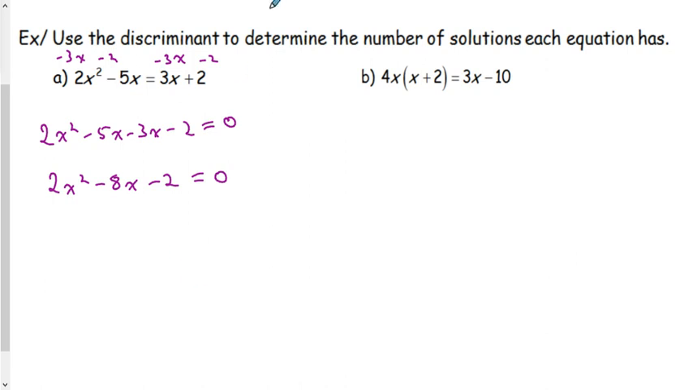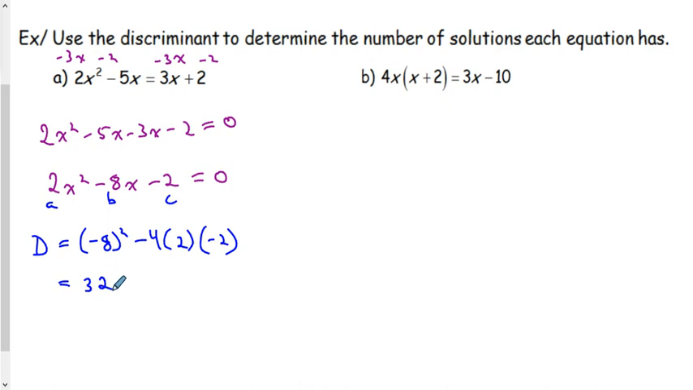Okay, we're ready to do our discriminant. How do we do our discriminant? We say the discriminant is equal to b squared, so negative 8 squared, minus 4 times a times c. There's our a, there's our b, there's our c. What does that work out to? That works out to 32. So that means it's a positive number. We're going to have two solutions. So therefore, we'll have two solutions.